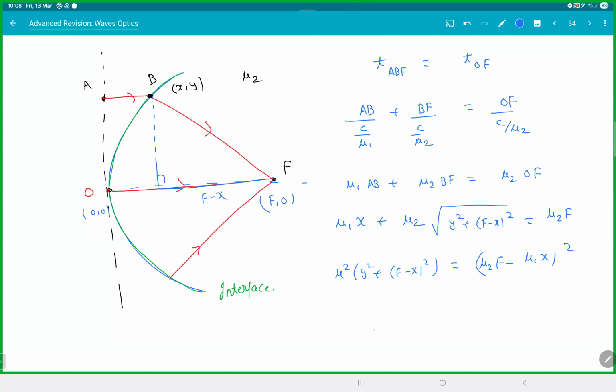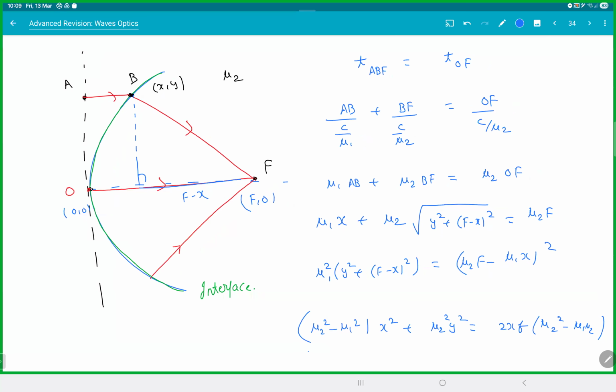So this would be an ellipse if mu2 is greater than mu1. If mu2 is less than mu1, it becomes a hyperbola. So that thing is important. So the coefficient will come something like, I think Navya got an answer. Mu2 square minus mu1 square, x square, plus mu2 square y square is 2xf mu2 square minus mu1 mu2. So yeah, that's the answer it seems. So you can check. So this is a hyperbolic ellipse equation.